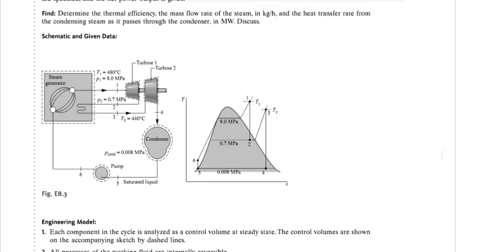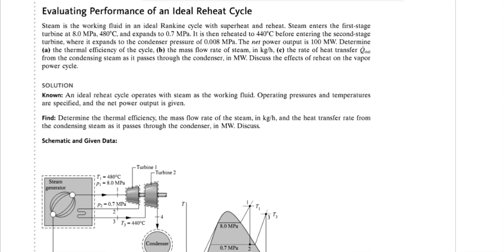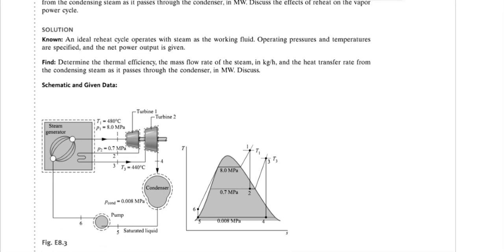So it means we have two stages of the turbine, and the pressure of the two stages is already given. In the first stage, when we are expanding from state 1 to 2, the inlet pressure is 8 megapascal and the temperature is 480 degrees centigrade. When it is expanding in the first stage of the turbine, the pressure drops to 0.7 megapascal, and obviously we do not know the quality, so we will retain that and discuss it later on.